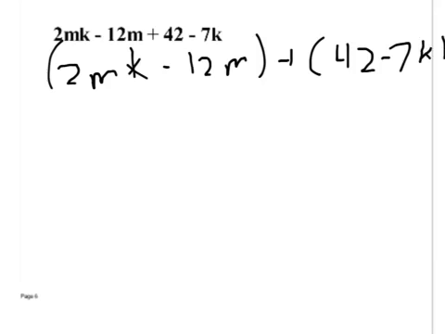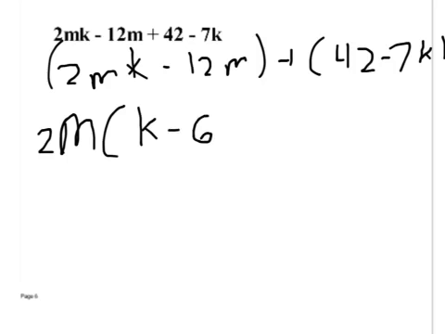What's the common factor of 2mk and negative 12m? 2. And what else? m? What is left when you take 2m out of 2mk? What is left when you take 2m out of negative 12m? Negative 6. What can we take out of 42 and negative 7k? 7. What is 42 divided by 7? 6. What is negative 7k when you take 7 out? Negative k. Is this right?